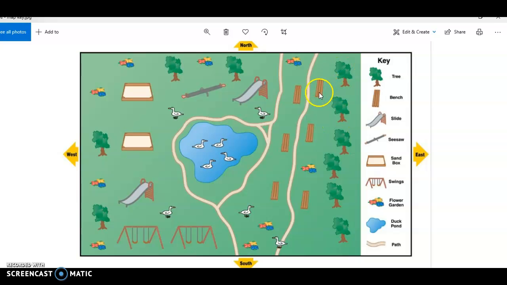So we will know that, hey, over here is a bench. This is a flower. This represents a path. Sandbox, sandbox. And this is a seesaw. So when I look at this map, I would be able to understand what these things mean on the map. The map key helps to tell me what the symbols mean.